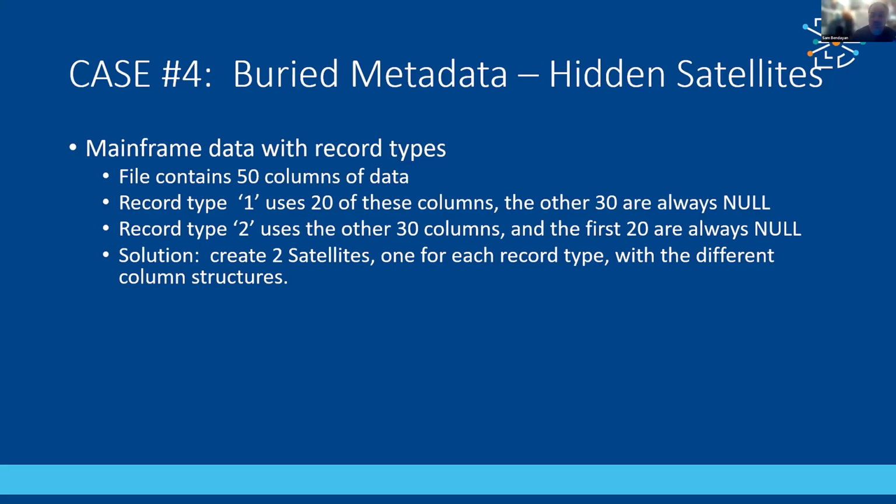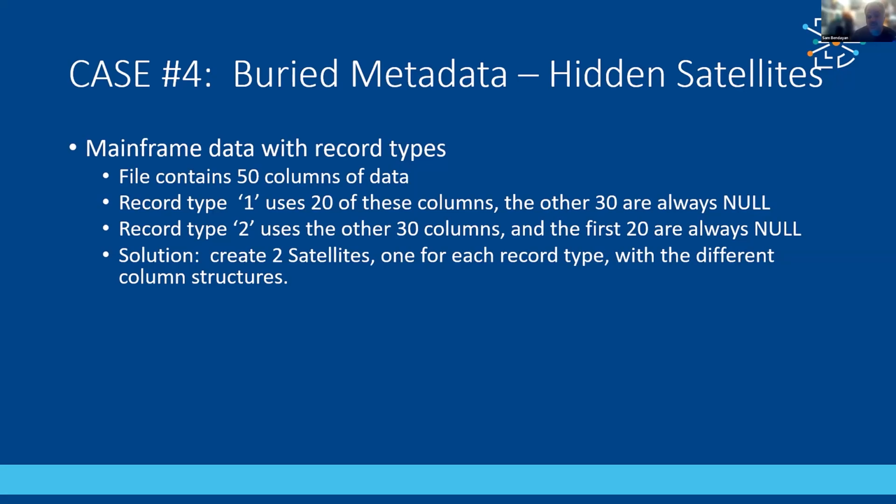You probably have to go dig up some documentation that's going to tell you, hey, yeah, we actually took 2 files and slammed it into 1. Sorry. Record type 1 is this, record type 2 is that, and they have different structures. So the solution, in my opinion, you create 2 satellites, 1 for each record type, with a proper structure for each record type.